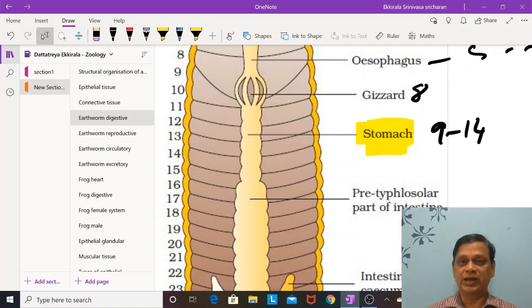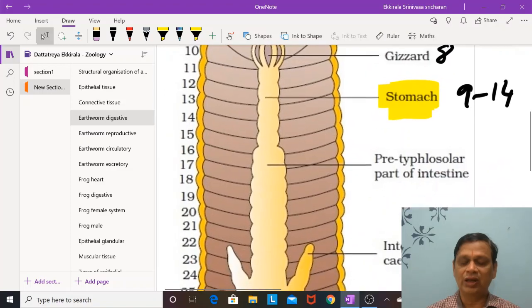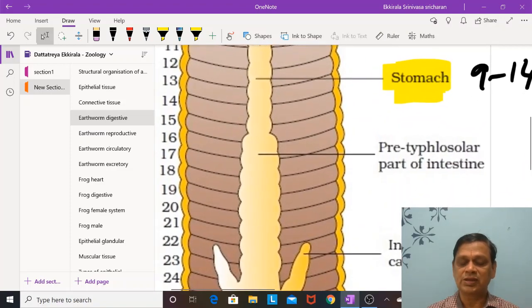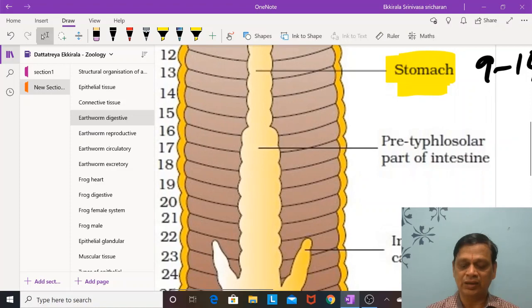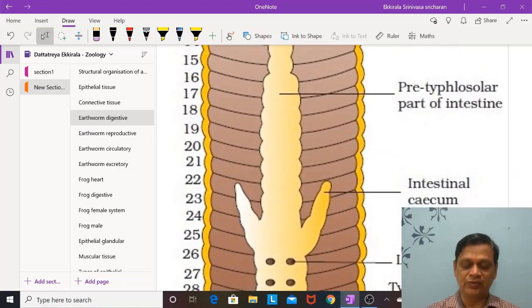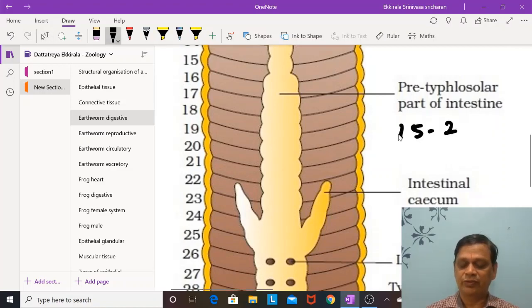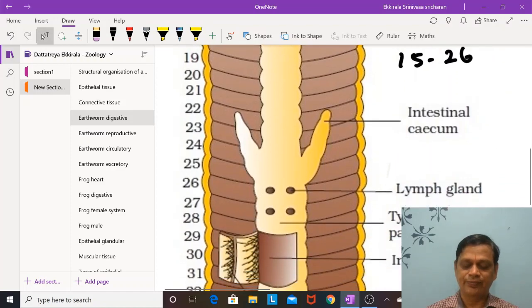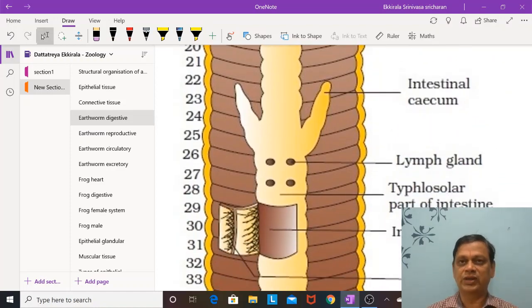The stomach contains calciferous glands that help to neutralize acids in the soil. Soil contains humic acid, and along with the food a lot of soil enters, so that it has to be neutralized. Then comes the intestine. From the 15th segment to the last segment, it is intestine. In this, the first part is prettiflozzolar, which is present from 15th to 26th. And from 26th onwards, what you can see is the typhlozoal region.